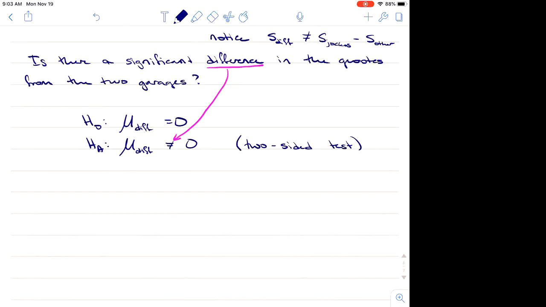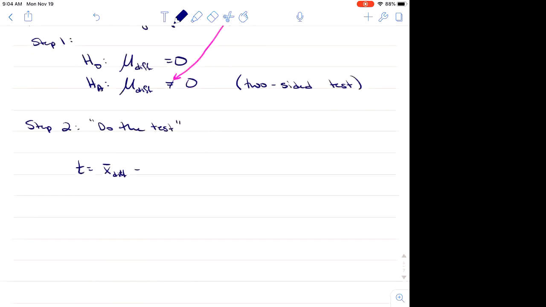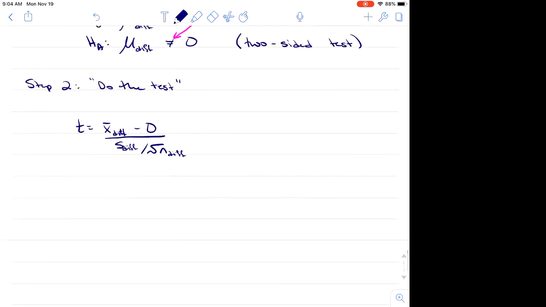So this was step 1, I guess. Step 2, do the test. This is where we calculate t is x bar of the differences, and I want to see these little subscript differences, minus 0, over s diff over the square root of n diff. You're always showing off that you know you have matched pairs.